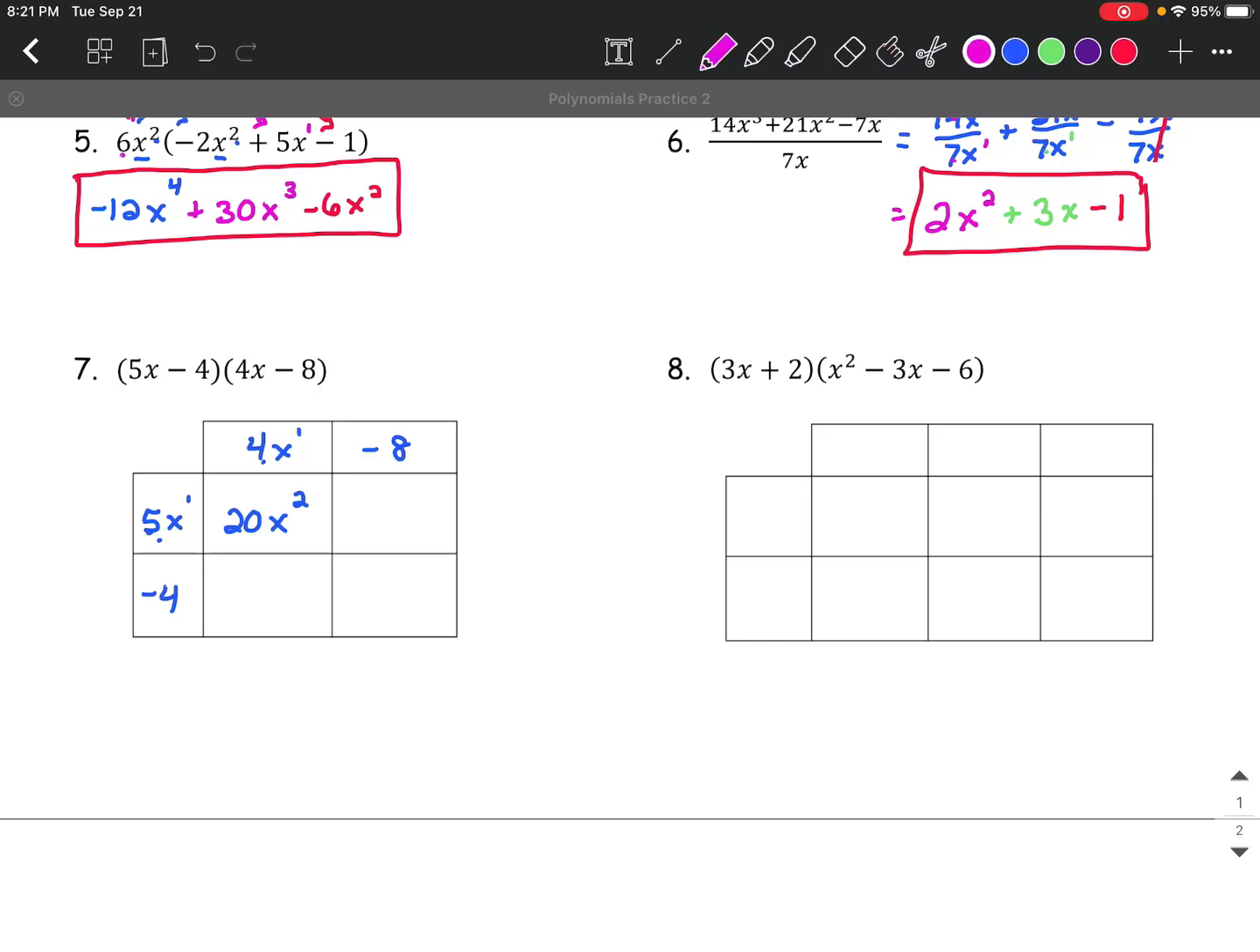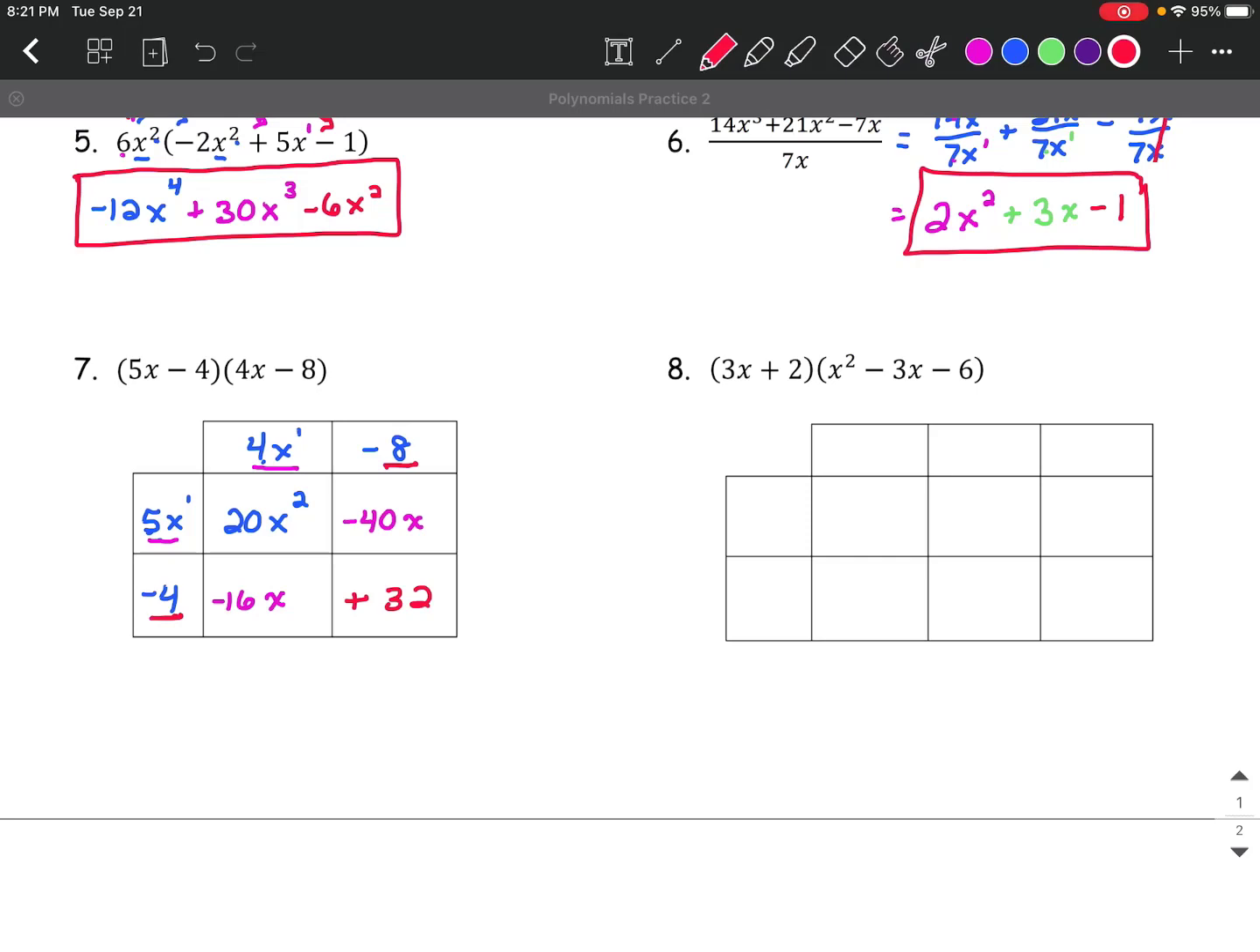Then we're going to take 5x times negative 8. 5 times negative 8 is negative 40. And I just have that x to the first. Now here, I'm going to have negative 4 times 4x. Negative 4 times 4 is negative 16, and I'm going to keep that x. Then I have negative 4 times negative 8. Negative 4 times negative 8 is a positive 32.